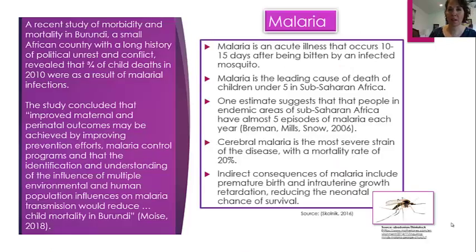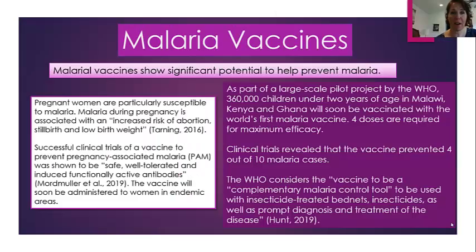Malaria is an acute illness that occurs after being bitten by an infected mosquito, and is the leading cause of death of children under 5 in sub-Saharan Africa. There have been estimates that in endemic regions of sub-Saharan Africa, people have almost 5 episodes of malaria each year. Anti-malarial vaccines have been developed. They're still in the early stages, but they show significant potential to help prevent malaria.